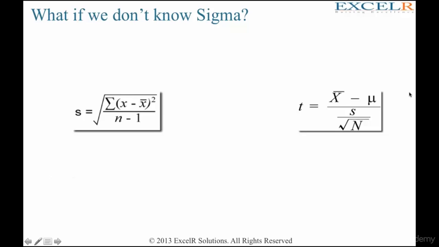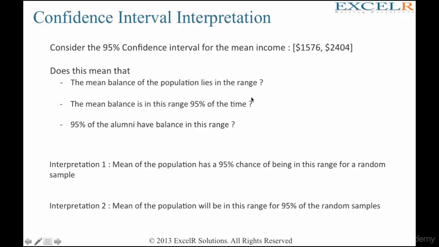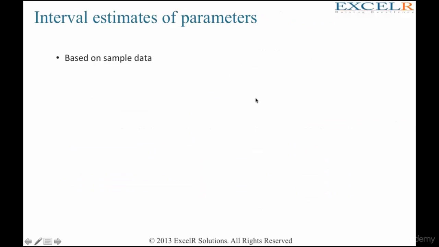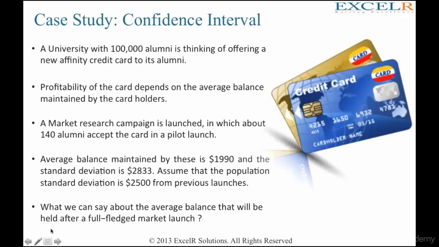Now, the greatest assumption that we have made is that the university has launched similar kind of credit cards in the past. All right, if I take you guys back to this case study, if you look at this, you had 100,000 people, and it's also given that population standard deviation is so much from previous launches.